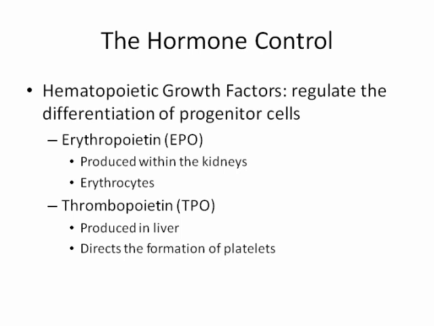Again, the control goes back to these hematopoietic growth factors. Erythropoietin that we talked about before, EPO, is what leads to the direct stimulation of the erythrocytes, aka red blood cells. That's all erythrocytes really stand for. Are red blood cells. And then thrombopoietin, TPO, would direct the formation of the platelets.